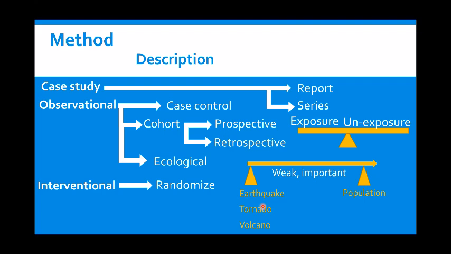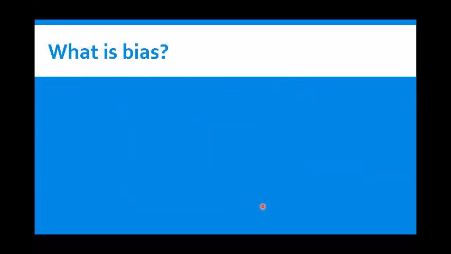The other type is that studies can be interventional, because you are interfering. And when you interfere, you can interfere in a randomized way, or you can interfere in a non-randomized way.